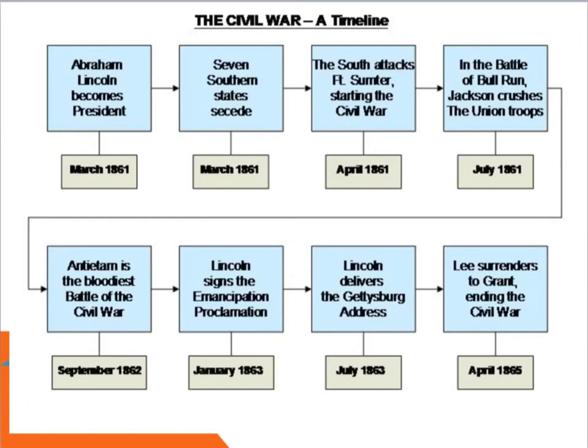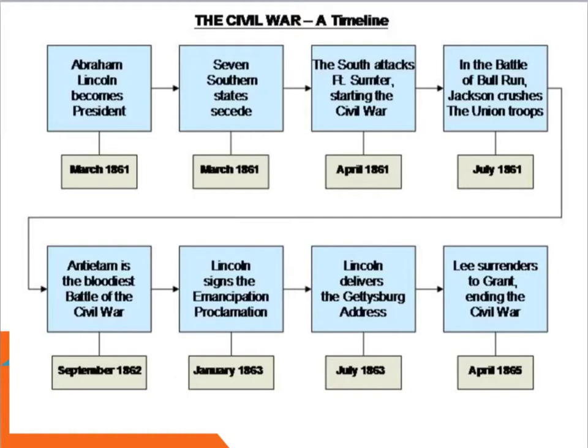So just a little timeline for you of the Civil War. First, Abraham Lincoln becomes president in 1861. Then during that same month, 7 southern states secede. The South attacks Fort Sumter, beginning the Civil War. The Battle of Bull Run then ensues in July of 1861, where Jackson crushes the Union troops.